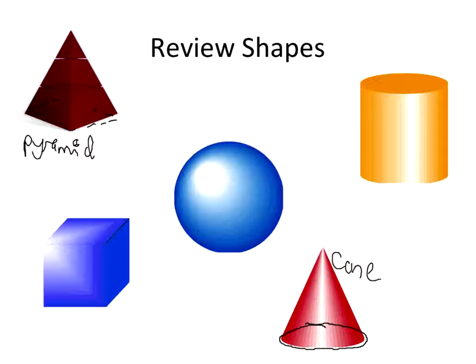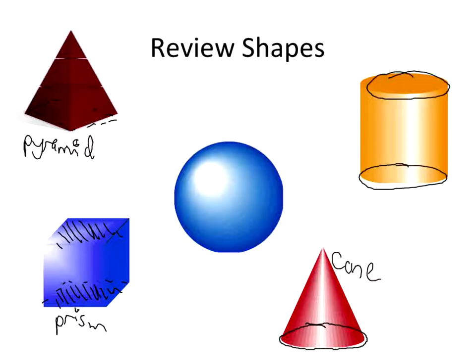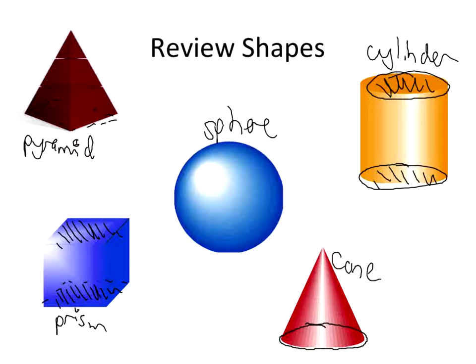Over here on the lower left, this would be called a prism. A prism is any object that's going to have two of the same bases. So here I have the same base on the top and on the bottom. That's called a prism. This one has a circular base on the top and the bottom. So that's like a prism, except a prism sort of has rectangular or square sides, and this one has a circular bottom. So this one will be called a cylinder. And the one in the middle is a sphere.